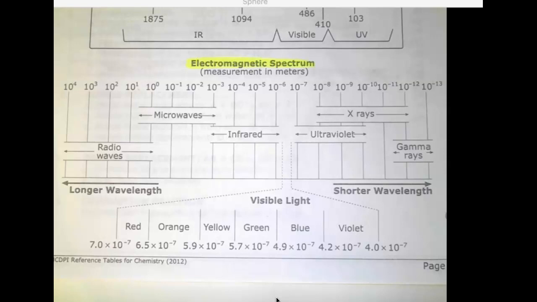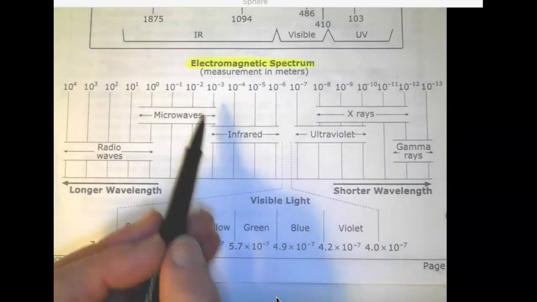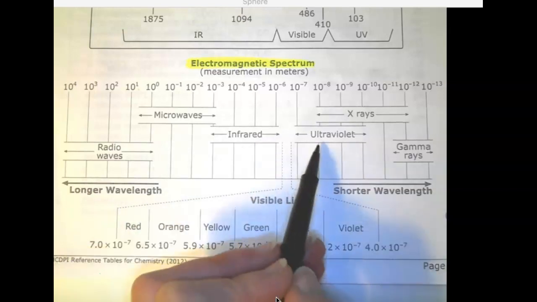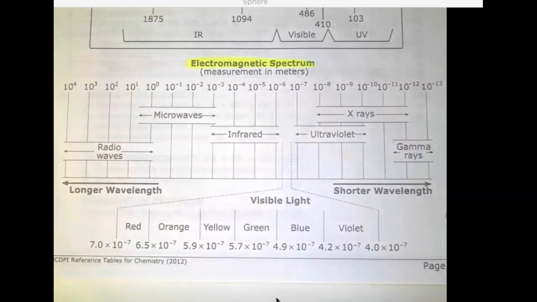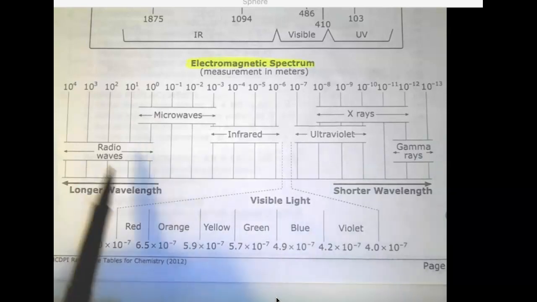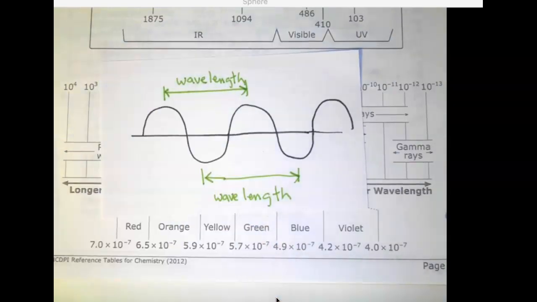Today we're going to learn how to use the electromagnetic spectrum that is on your reference table for chemistry. This spectrum shows all of the known electromagnetic waves. We're familiar with radio waves and microwaves, infrared, ultraviolet, or UV, X-rays, and gamma rays. These are all caused by the same phenomenon. They're photons being emitted, but they have different properties because they have different wavelengths.